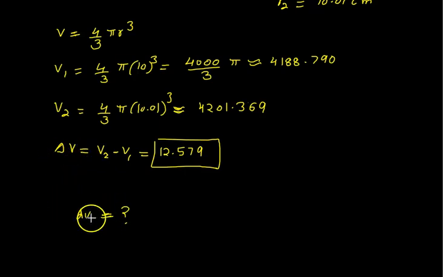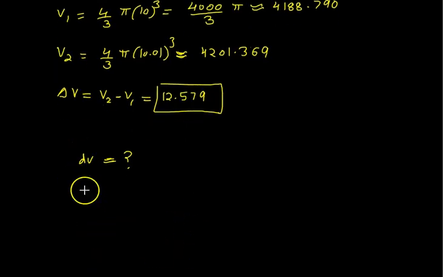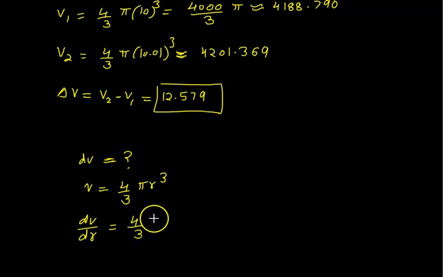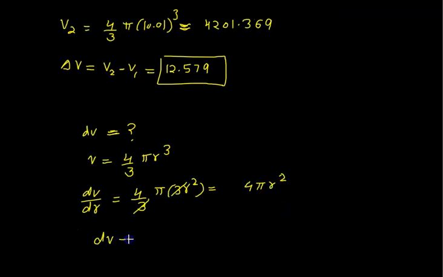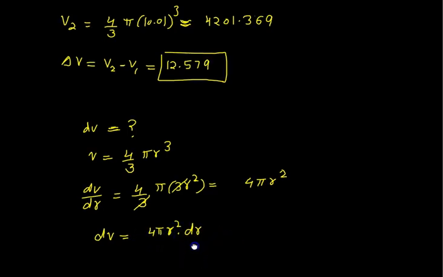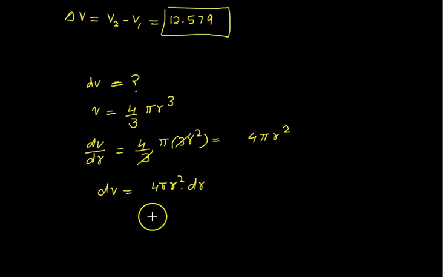Next, we are going to find the change in V values, dV. For that, we are going to use derivatives. We find the derivative of the volume function with respect to r. So that is dV over dr equals 4 over 3 pi times 3r squared. After simplifying, we get 4 pi r squared, and then this dr gets multiplied on the other side, giving dV equals 4 pi r squared times dr. Now we are going to plug in the values of r and dr.